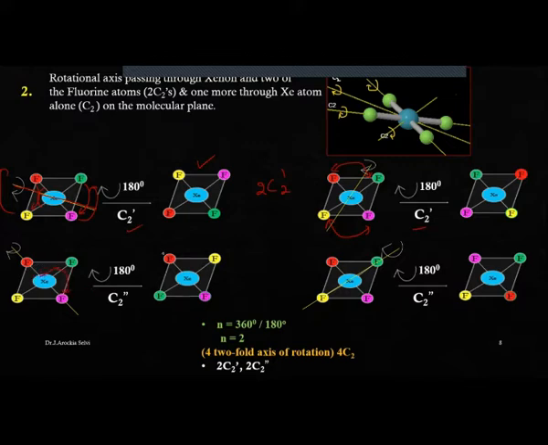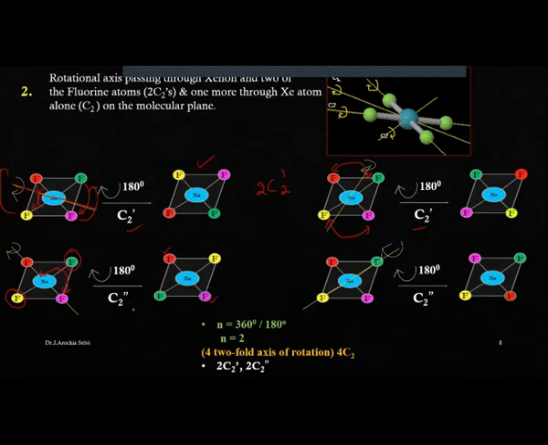This fluorine, where the axis is passing through, doesn't change. So red color fluorine doesn't change. This pink color fluorine doesn't change, and xenon doesn't change. Only this fluorine gets interchanged with that of this fluorine. Okay, so flipping. So this is another kind of rotational axis.